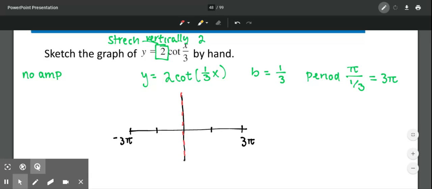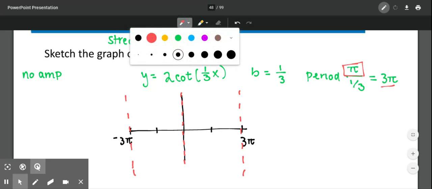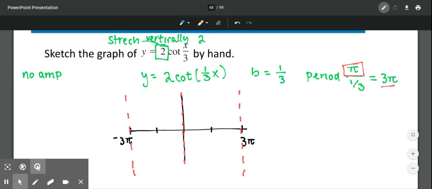And then it normally had an asymptote at pi, but that got stretched all the way out by 3, so now that one went out to 3 pi and negative 3 pi, right? Because the period was normally pi, but now it's 3 pi, so it's stretched horizontally by 3. And so then once you have the asymptotes in there, then you just fit that cotangent graph in between those. So your x-intercepts will be at 3 pi over 2.